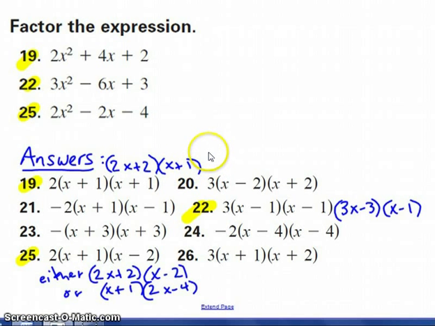It would have been fine if you'd written x plus 1 first, times 2x plus 2. Similarly, this is the answer I was expecting to see for 22. For 25, either of these two answers would have been fine, either 2x plus 2 times x minus 2, or x plus 1 times 2x minus 4. Both are perfectly fine answers. And again, the flipped order of either of these two is fine. Okay, but again, if you don't get these answers, don't hesitate to come into class and ask questions about them.